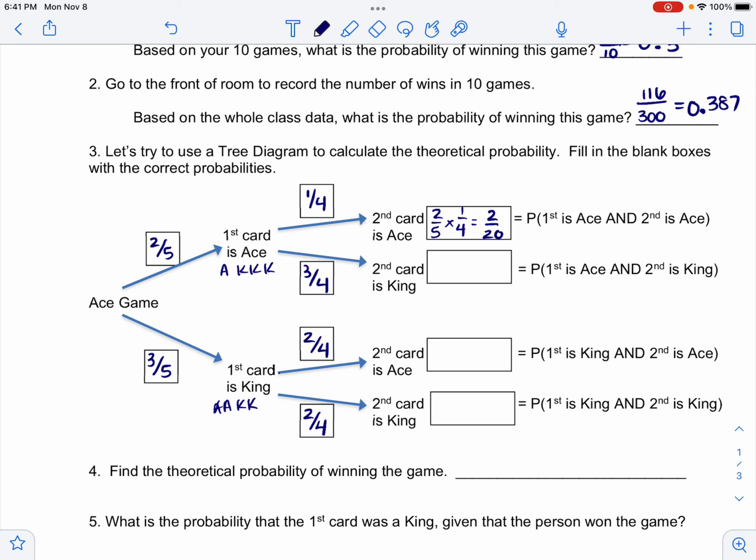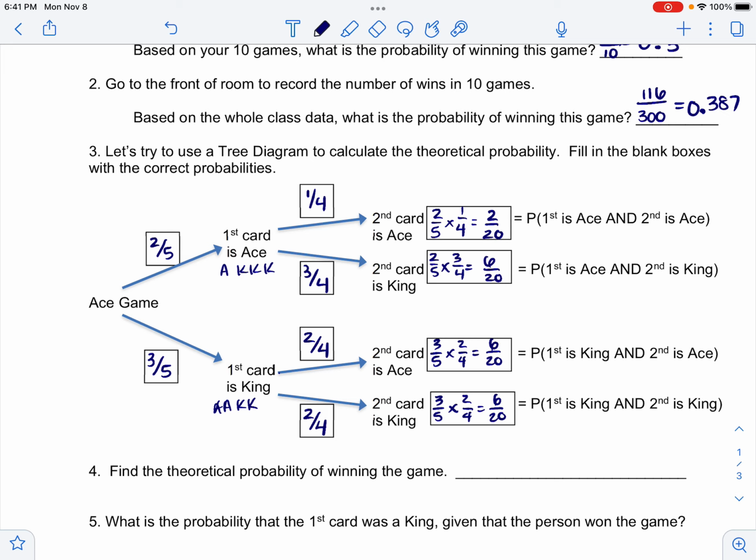So I'm going to keep filling these in. The next one, first ace and second card is a king, is going to be 2/5 times 3/4, which is 6/20. Then we've got 3/5 times 2/4, 6/20. And then 3/5 times 2/4, 6/20.